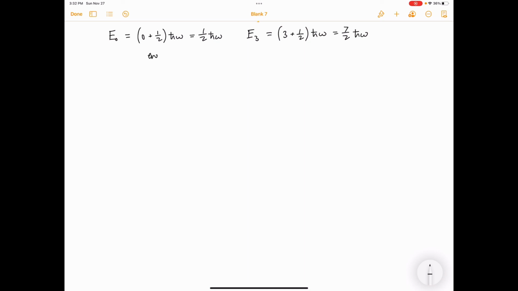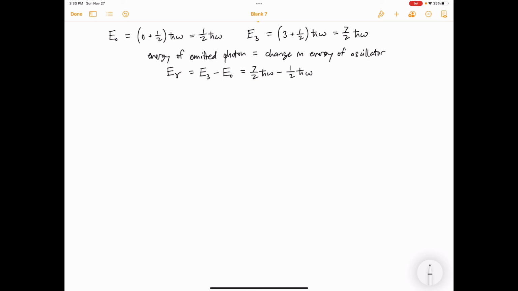So remember, the energy of the emitted photon is equal to the change in energy of the oscillator. So what we'll say is E gamma, I'll just write that as the energy of the photon, is E3 minus E0. That's the change in energy that the oscillator undergoes. And so that's going to be 7 halves h bar omega minus 1 half h bar omega. That's 6 halves or 3 times h bar omega.